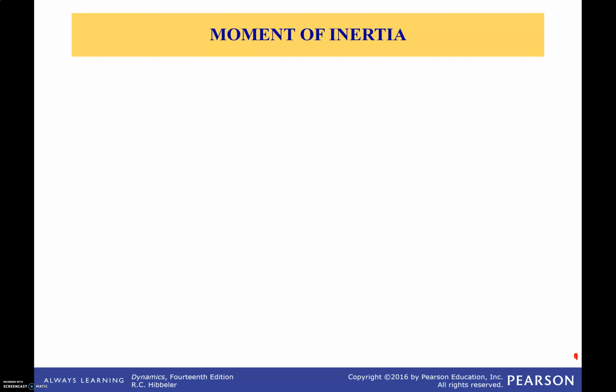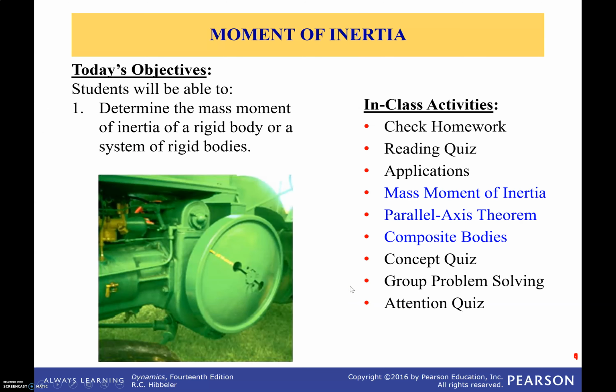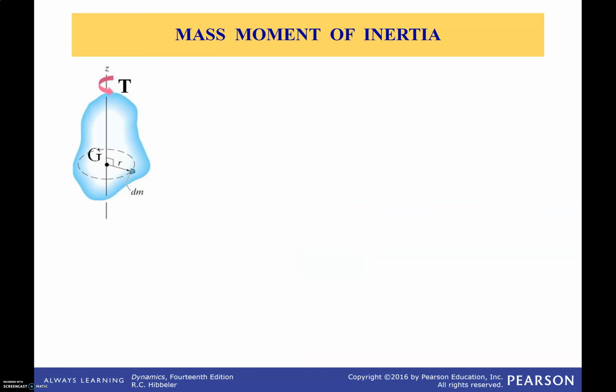So in this video, we're going to start with chapter 17, in which we apply Newton's equations to rigid bodies. The first thing that we need to look at is the definition of moment of inertia. Moment of inertia is going to play a key role, and it's going to be the equivalent of mass in the equation of motion for rigid bodies.